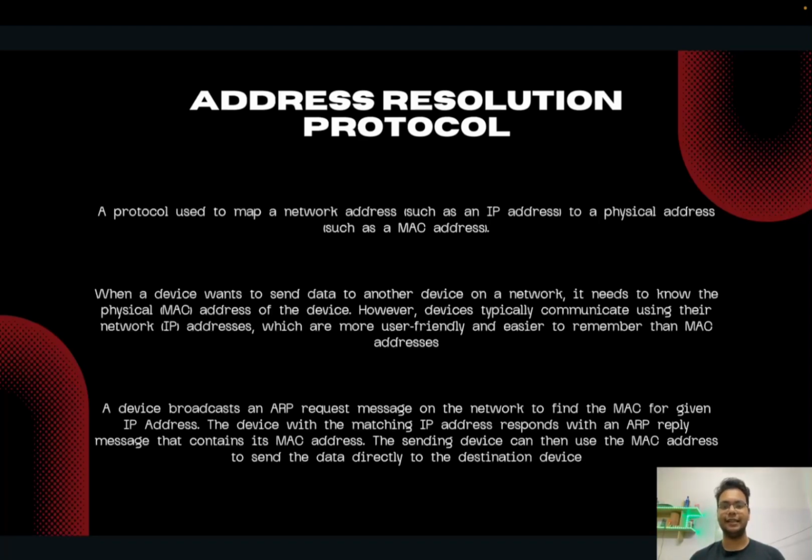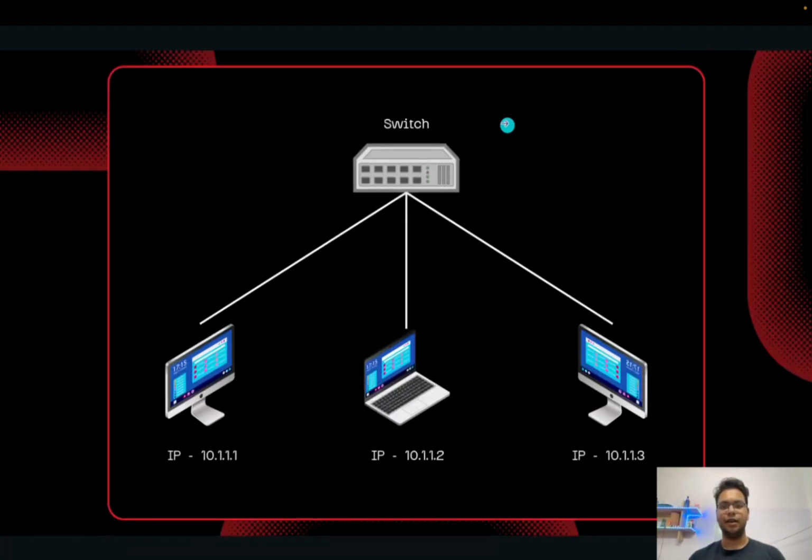Let us understand this thing by an example. Here in this case, we have three PCs with their IP addresses written here, as well as a switch which connects all these three PCs. Now, in our case, let's say we are using the first PC, and we want to do a ping on the third PC. So we enter ping 10.1.1.3 on our command prompt and press enter.